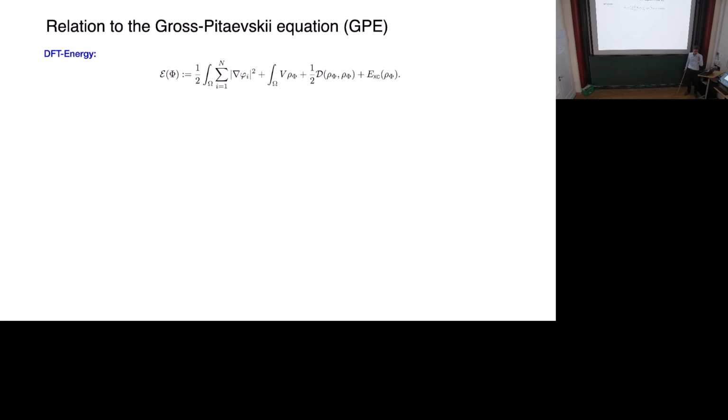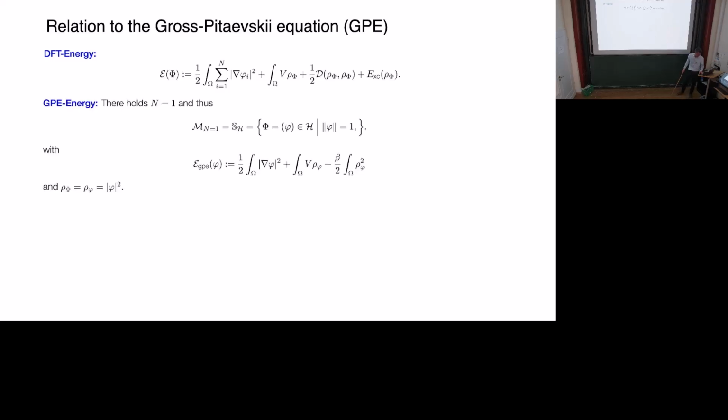Okay, so just because we spoke about a lot of Grassmann this morning, Grassmann can be seen somehow, although it's completely physically a different scenery because it's about bosons and this is about fermions, you can put it in this framework. This is the DFT energy, and this is the Grassmann energy. I now assume only n equals 1, and so my Stiefel manifold essentially becomes the unit sphere in the Hilbert space H, and this is the GP energy that we saw many times this morning.